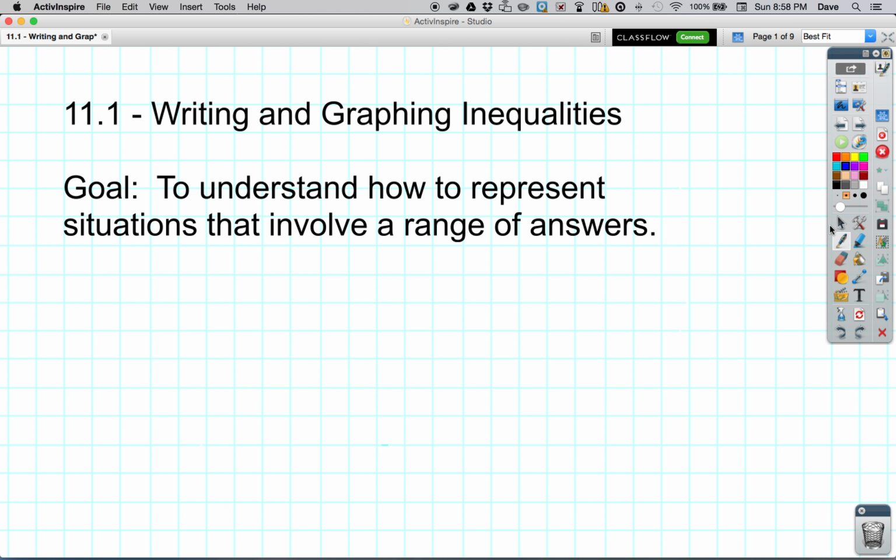Lesson 11.1, Writing and Graphing Inequalities. So your goal is to understand how to represent situations that involve not just a single answer, but a range of answers. So let's talk about why we need inequalities. Take a look at the next slide.